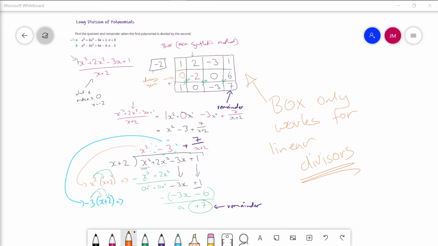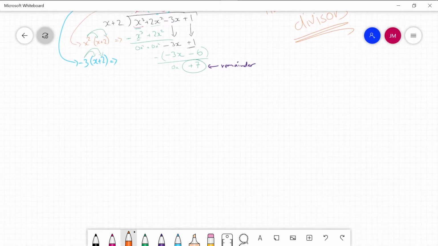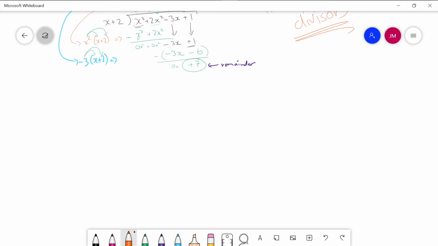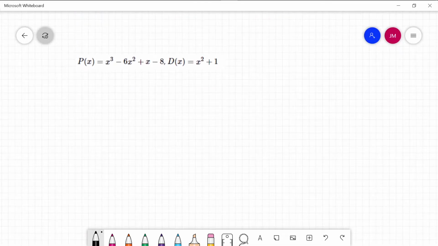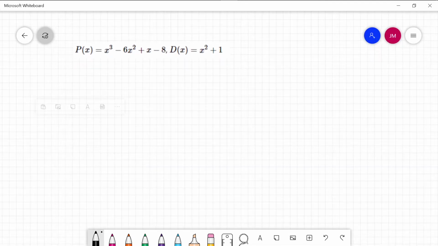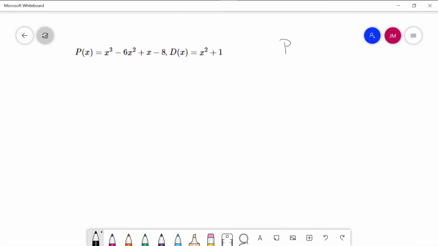We're just trying to divide one polynomial by another. The box method or synthetic method is a favorite shortcut that students use. However, it only works for linear divisors. So let's look at an example where you don't have a linear divisor and how we could complete a long division. So let's say we had p of x equals x cubed minus 6x squared plus x minus 8, and d of x is equal to x squared plus 1. So let's say we're asked to find p of x divided by d of x.